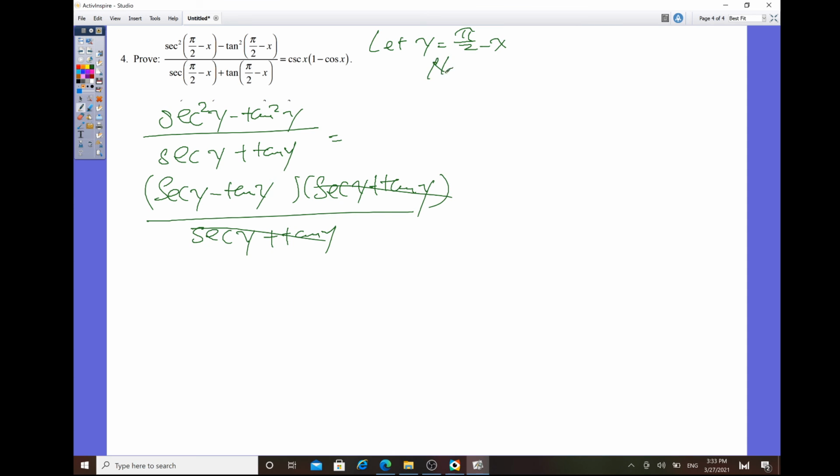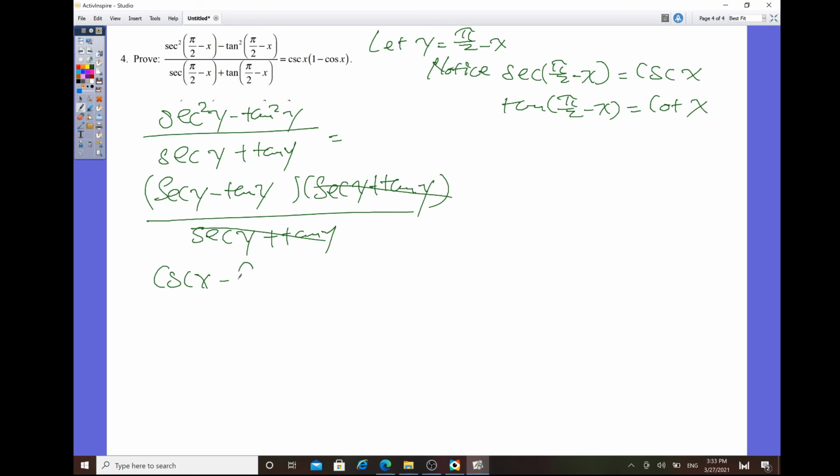So this one basically gives you the same kind of the function as well, cosine. So notice, secant of pi over 2 minus x, so it's the same as cosecant of x. So basically this one can be written as cosecant of x minus tangent of y, so tangent of pi over 2 minus x, is the same as cotangent of x. Right? And then this one here, just rewrite it in terms of sine and cosine.